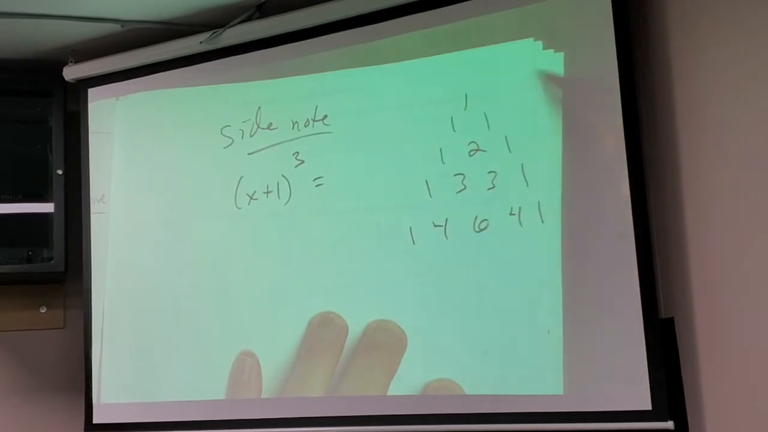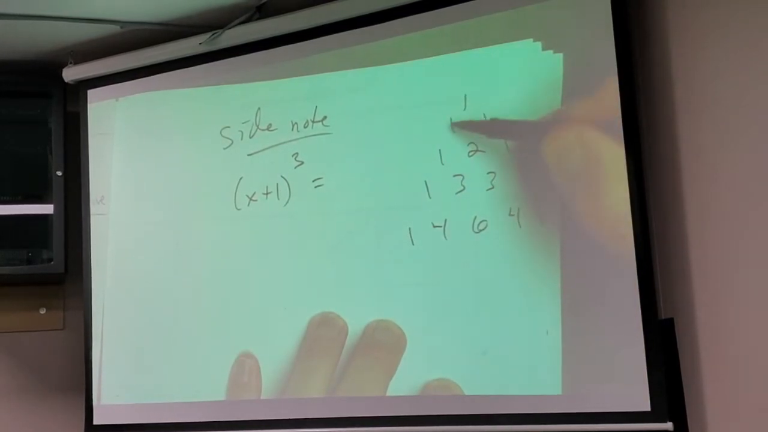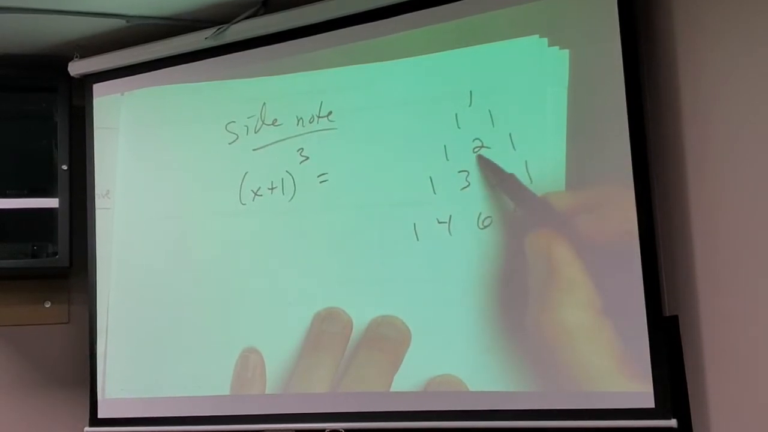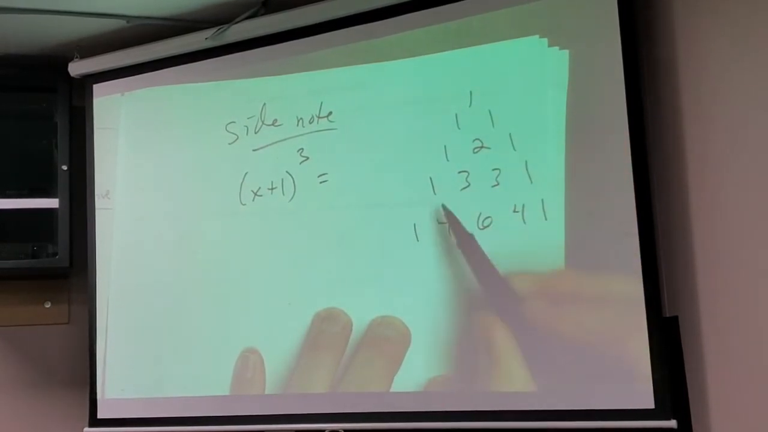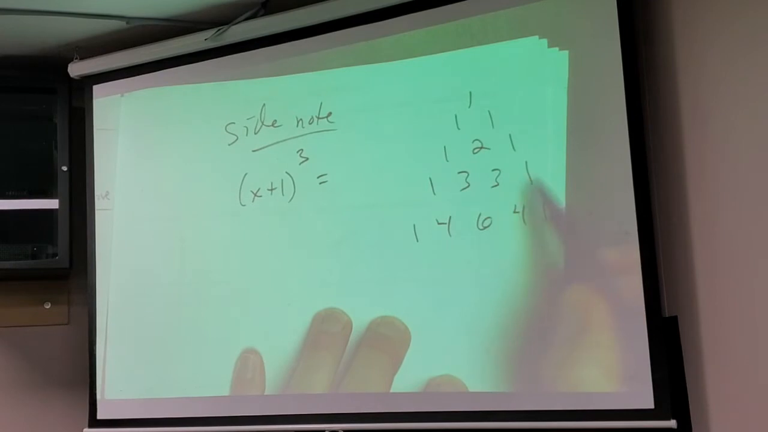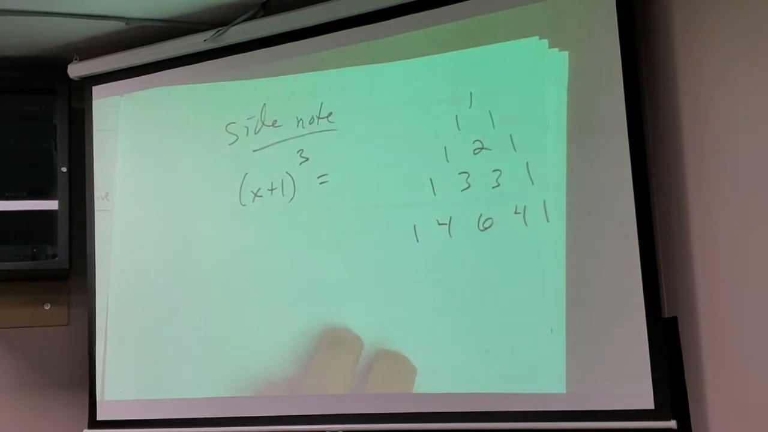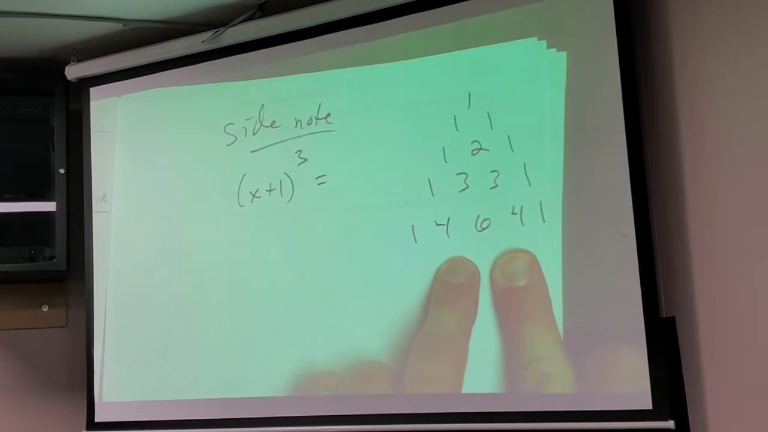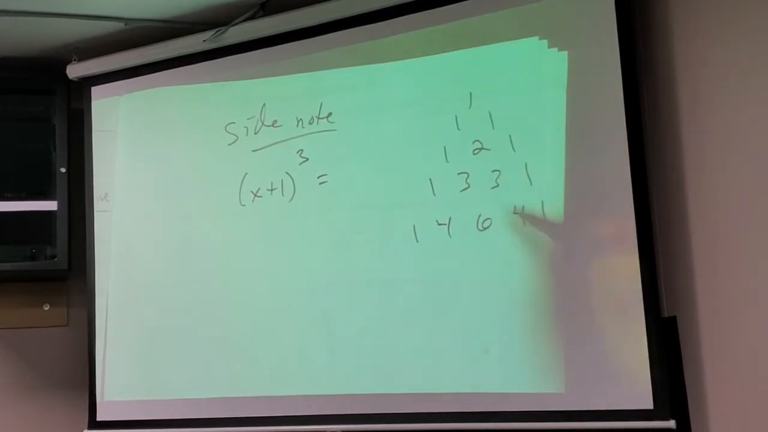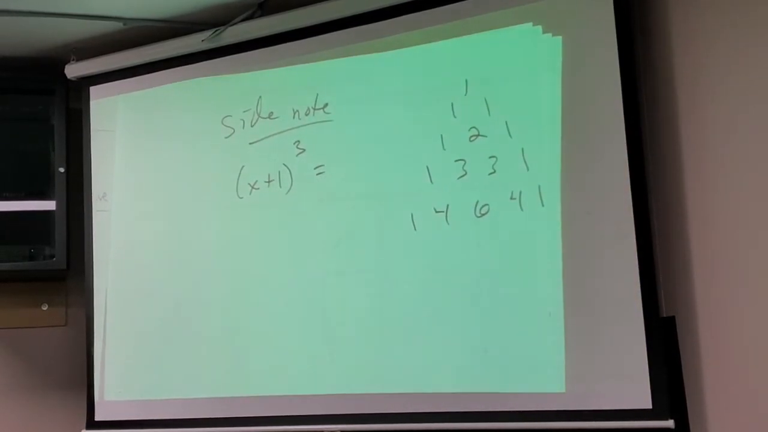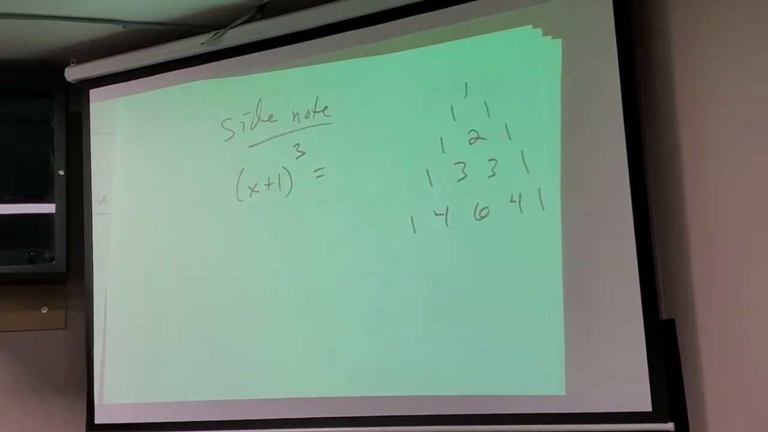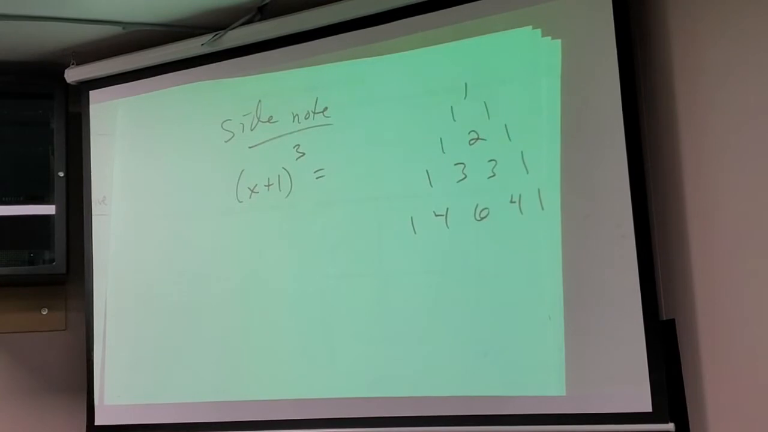What's the sequence here? Put ones on the outside. 1 plus 1 is 2. Put ones on the outside. 1 plus 2 is 3. 2 plus 1 is 3. Ones on the outside. 1 plus 3 is 4. 3 plus 3 is 6. 3 plus 1 is 4. Right? So it seems like a math person was bored waiting in the DMV and just kind of doodled. But this is Pascal's triangle, and it has an incredible amount of uses. The most immediate use.